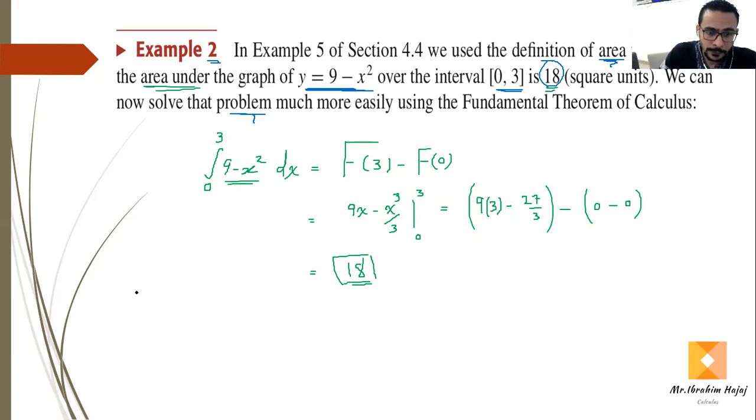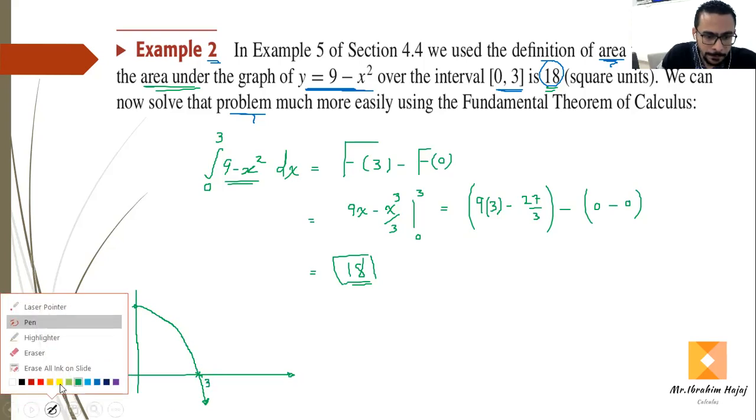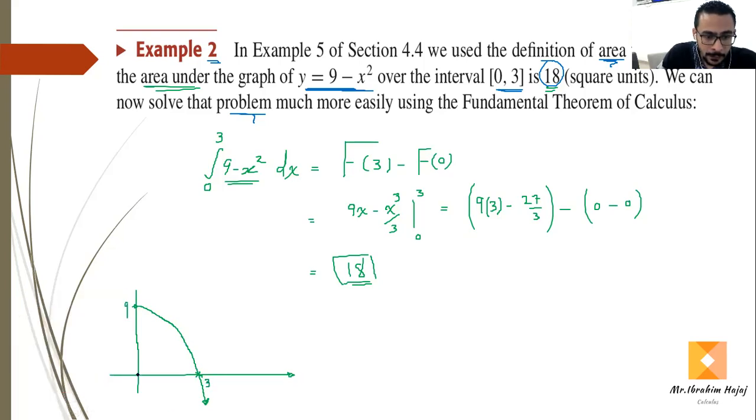So when we draw it, we put the first point at 0, 9, and then draw two arrows, to the left and to the right. It's a parabola, but I will not draw the left side of this parabola, I will draw only the right side. The x-intercept is 3.